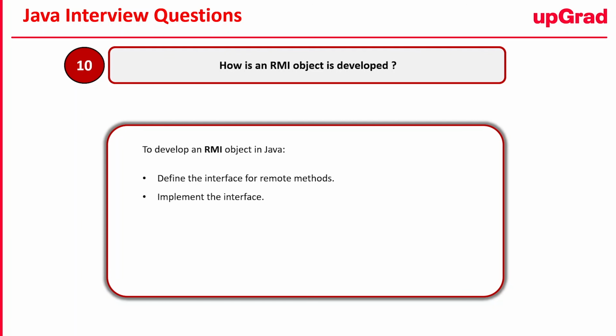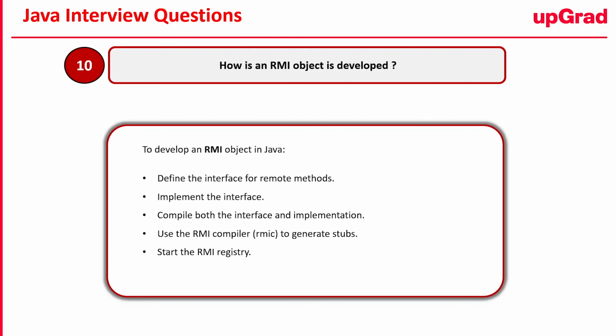Then implement the interface, that is, provide the concrete implementation of the methods defined in the interface. Then compile the interface and implementation, which includes using the Java compiler to compile the interface and its implementation. Then compile the implementation with the RMI compiler. So use the RMI compiler to generate the necessary stub and skeleton classes. Then run the RMI registry, which is to start the RMI registry to bind the remote objects for client access. Then there is run the application. So in run the application, you start the server and client applications to allow remote method calls. So these are the steps to develop an RMI object in Java.